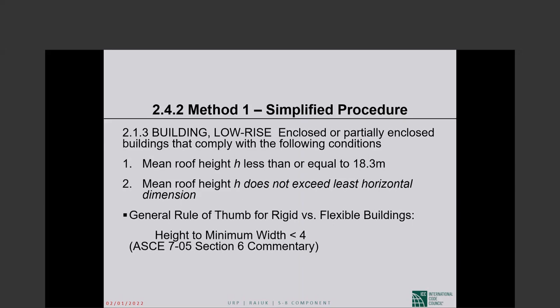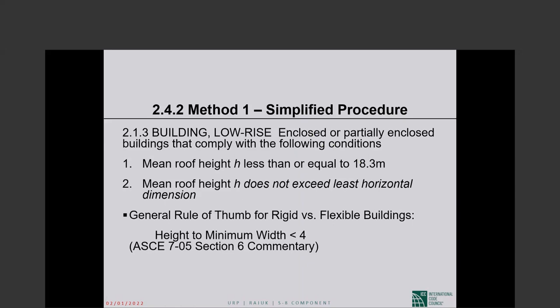Low-rise building definition. Enclosed or partially enclosed building. An open building cannot be a low-rise building. Enclosed or partially enclosed buildings that comply with the following conditions.